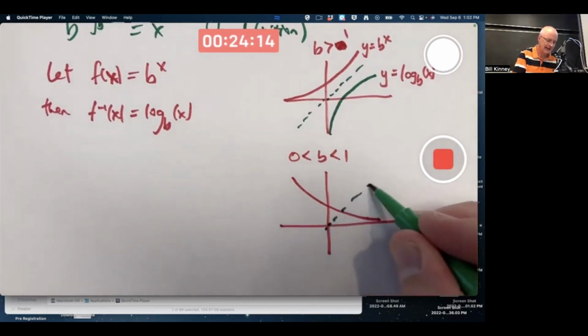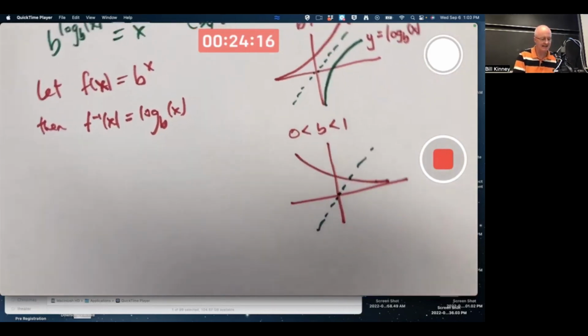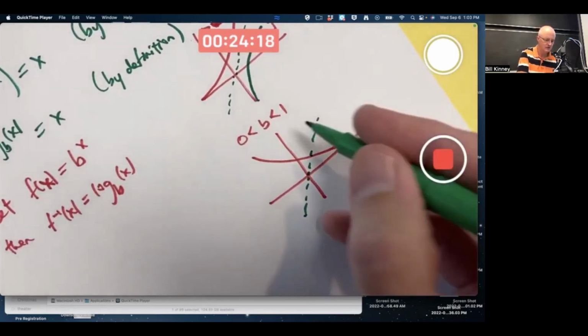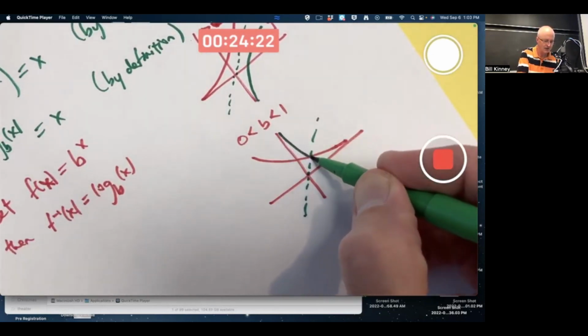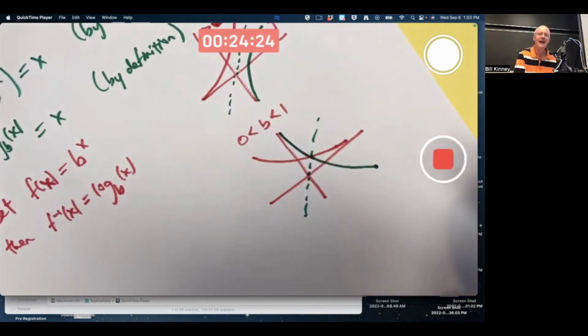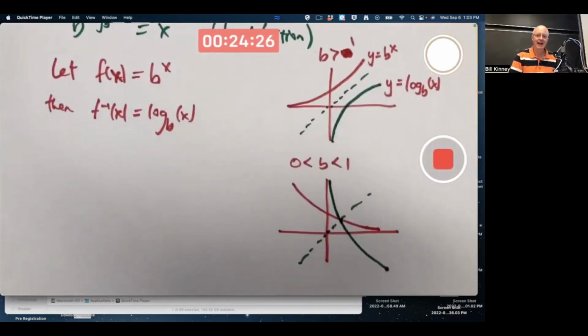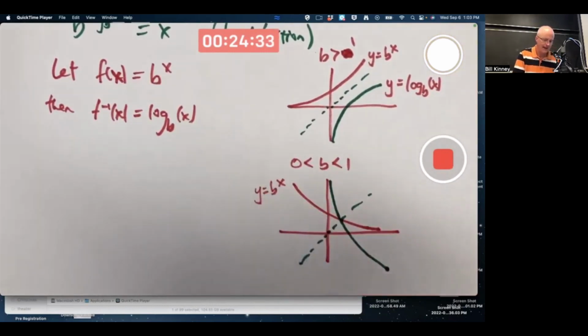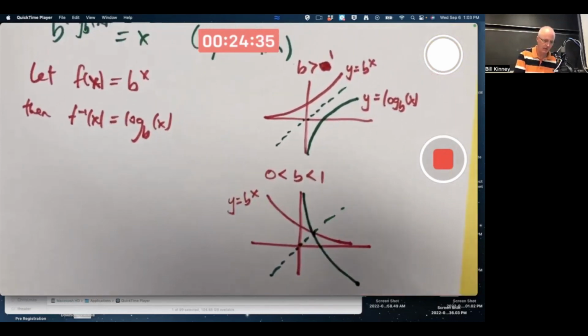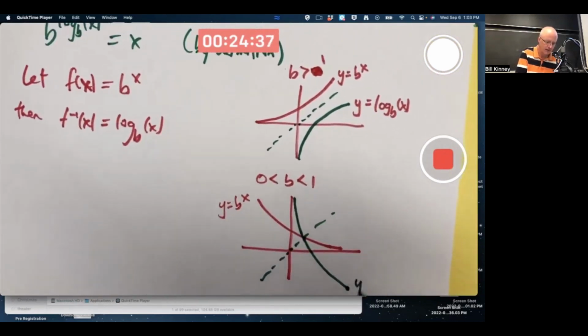Passes the horizontal line test, we can still reflect it across that line. It's a little trickier. Looks like this, if you're careful. And so when b is between 0 and 1, this is y equals b to the x. And this one, I should have made the other one in green. This one's log base b of x when b is between 0 and 1.